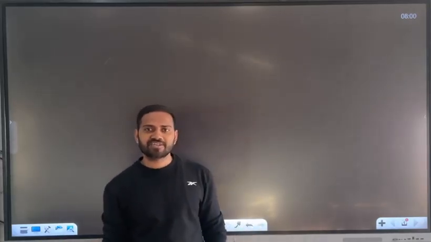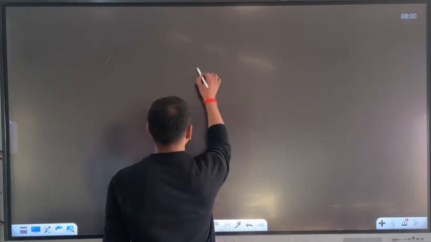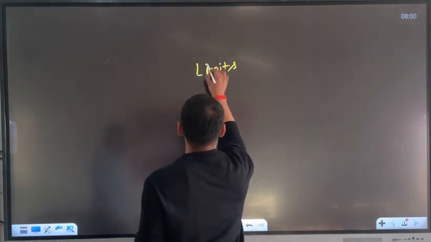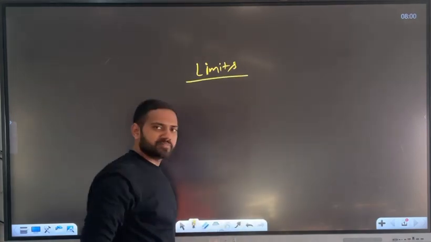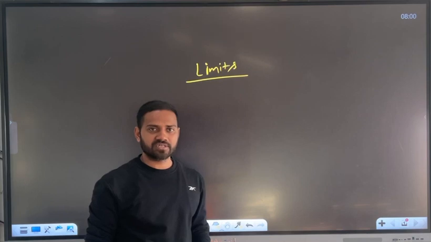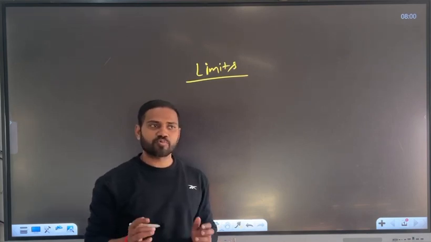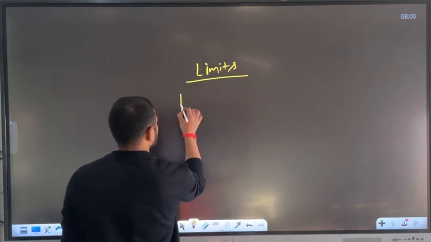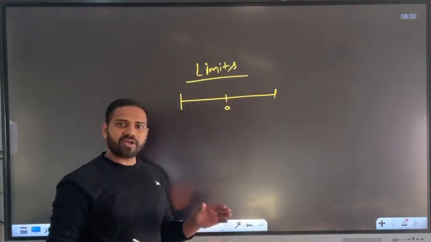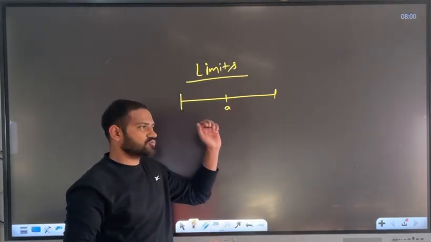Hello. So let us start a topic called limits. In limits, basically we calculate the approximate value of the function at a given point. So suppose that we want to calculate the value of a function at x is equal to a.